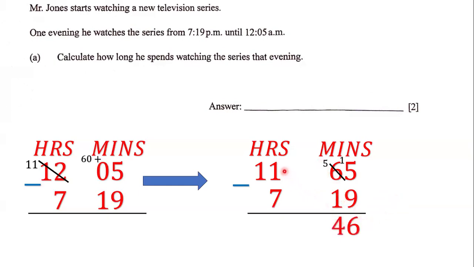Next, we do 1 minus 7, and we can't do that, so we have to borrow. Because we took away 1 from 1, this becomes 0, and then we put this 1 on top. And so this is 11 minus 7, and 11 minus 7 is definitely 4. And so the question asks how long he spends watching the series. It means that he spent 4 hours and 46 minutes watching this series.